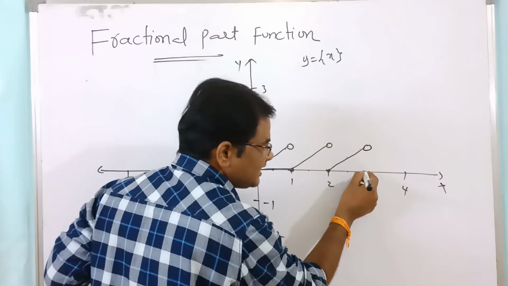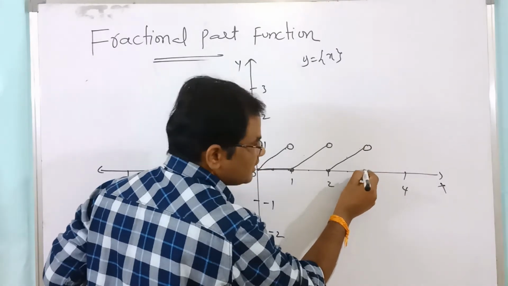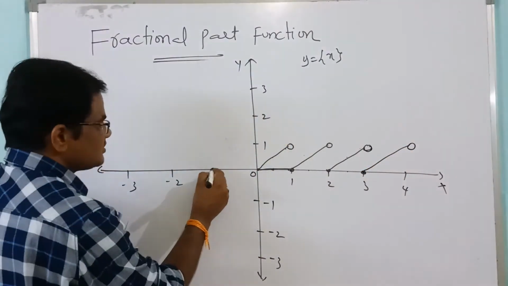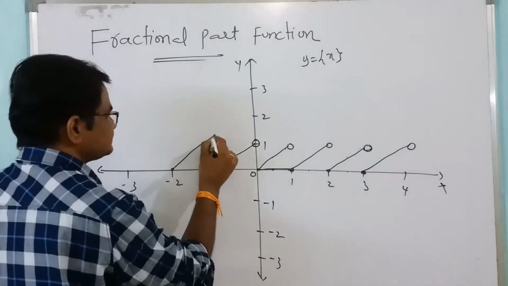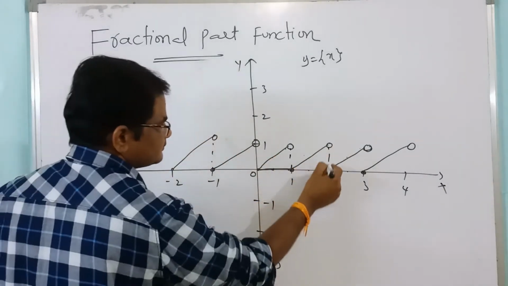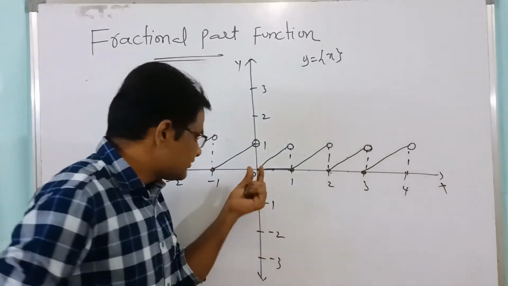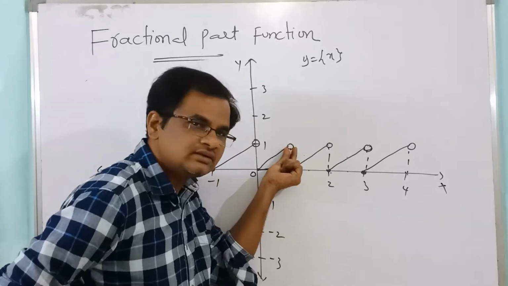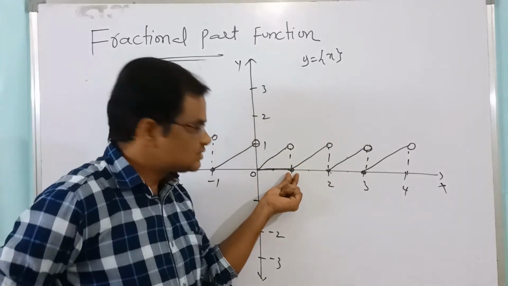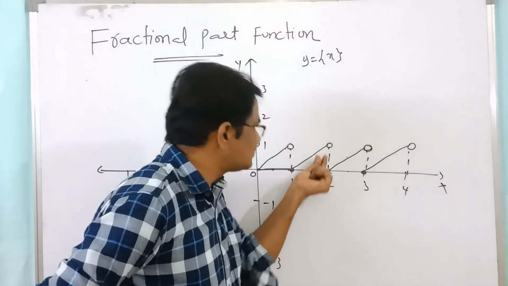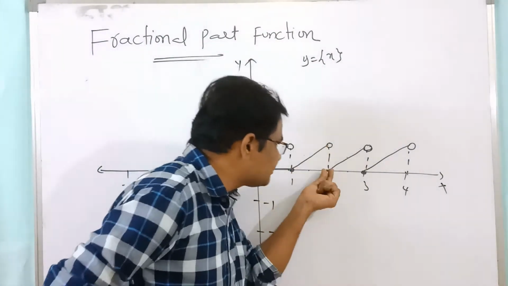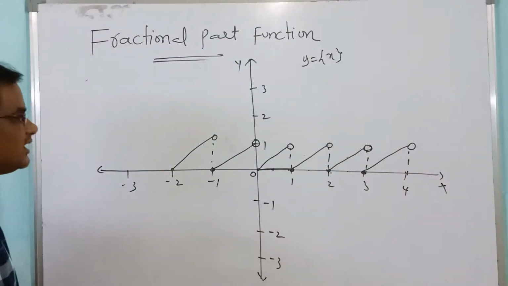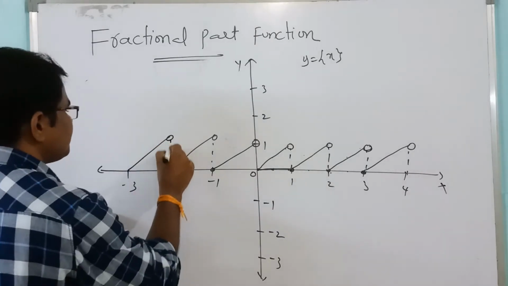But the fractional part of 3, you will get 0 only. So that's why here an open circle, here a closed circle. So like this you will get. Here also the same thing. So once again see, the fractional part of 0 is 0, 0.5 is 0.5, 0.9 is 0.9, but the fractional part of 1 again becomes 0. So the fractional part of 1.5 is 0.5, 1.9 is 0.9, the fractional part of 2 again becomes 0. So like this, understood? Now this is the graph of the fractional part function.